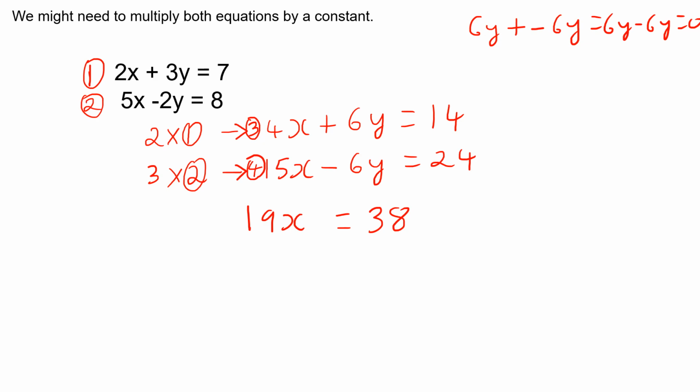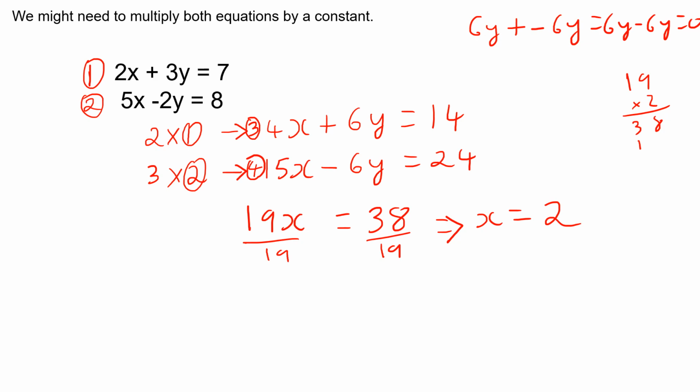To get x on its own, I can divide both sides by 19, which will give me x equals 38 divided by 19. Now, if I do 19 times 2, that's going to be 38. So 38 divided by 19 is 2. So I can say x equals 2.